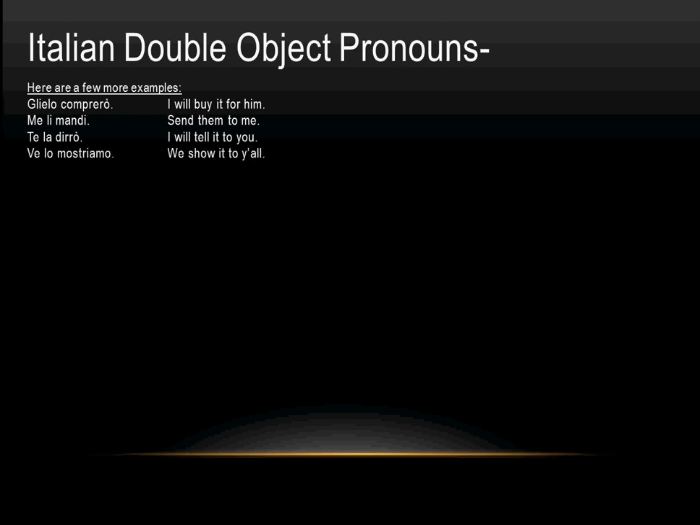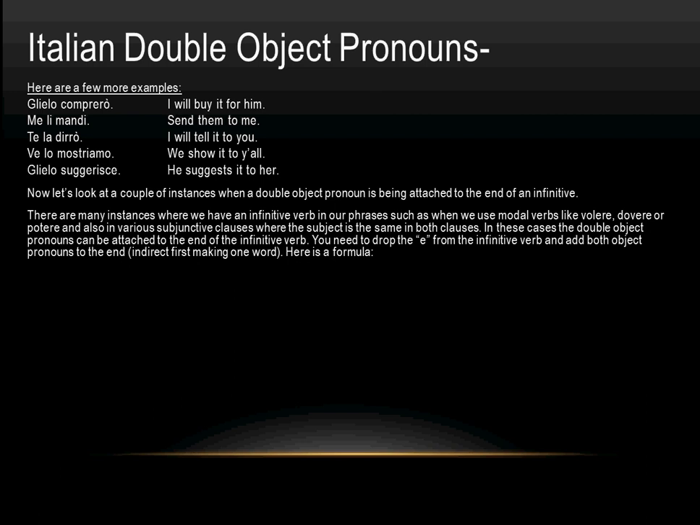Ve lo mostriamo, we show it to you all. Ve being y'all, or you plural. Lo being it, mostriamo being show, we show. Glielo suggerisce, he suggested to her. Glie being her, lo being it, suggerisce being suggest.